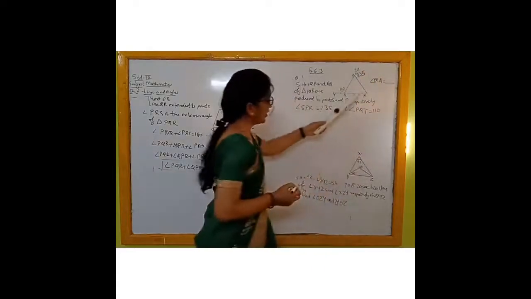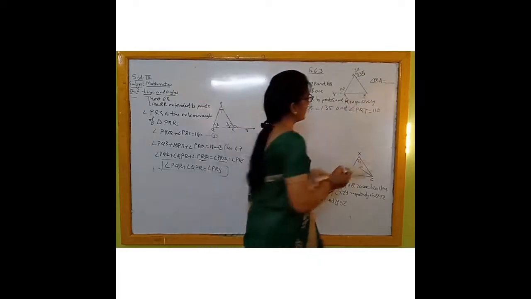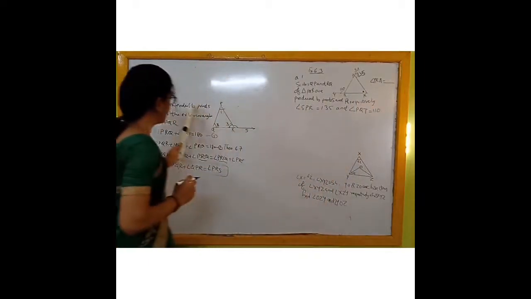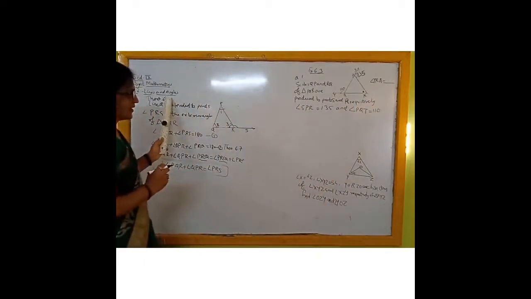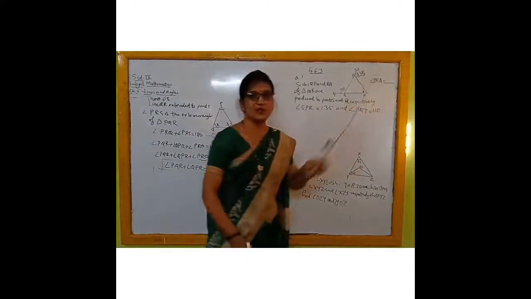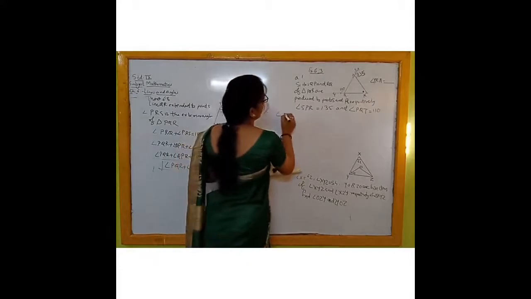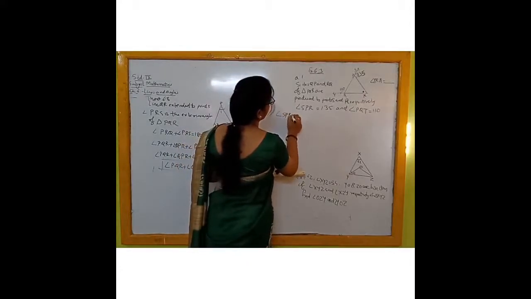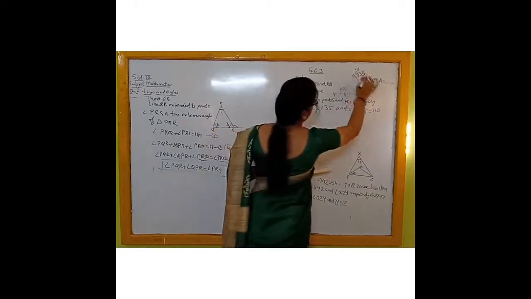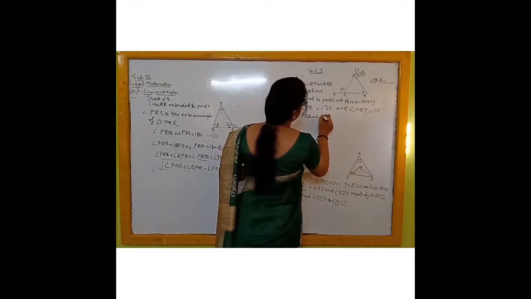Then angle PQT is given as 110. You have to find the measure of angle PRQ. Now we will use Theorem 6.8. The statement of this theorem is that the measure of an exterior angle of a triangle is equal to the sum of the measures of the interior opposite angles. Therefore angle SPR is equal to angle PRQ plus angle PQR.